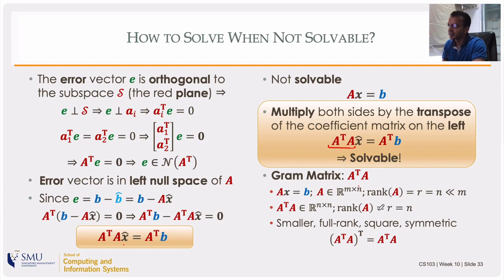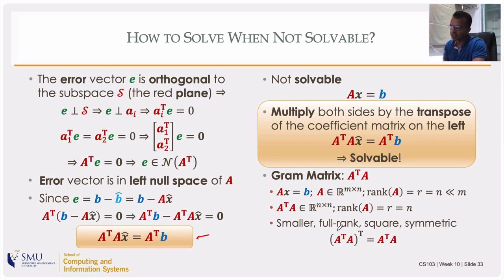So A transpose A is an n by n matrix and its rank is n. We proved at some point that A, A transpose, and A transpose A all have the same rank, and in this case A has rank n, so A transpose A also has rank n, and the size is n by n. So the Gram matrix A transpose A is a full rank matrix, so it can be inverted. That is important, which is why we said this is solvable, because A transpose A can be inverted, and it is symmetric also.